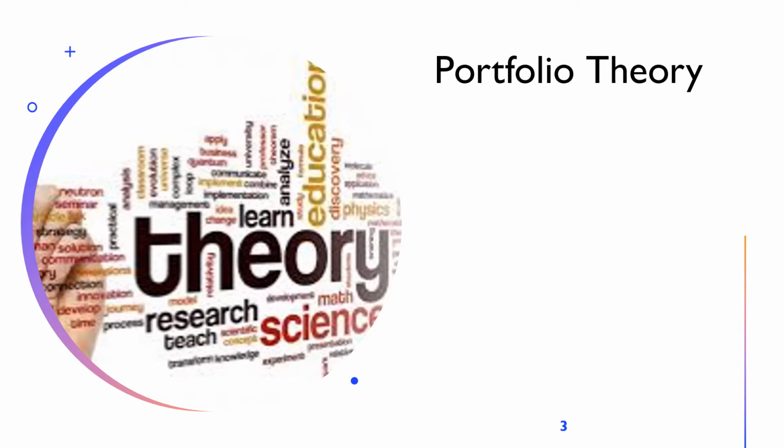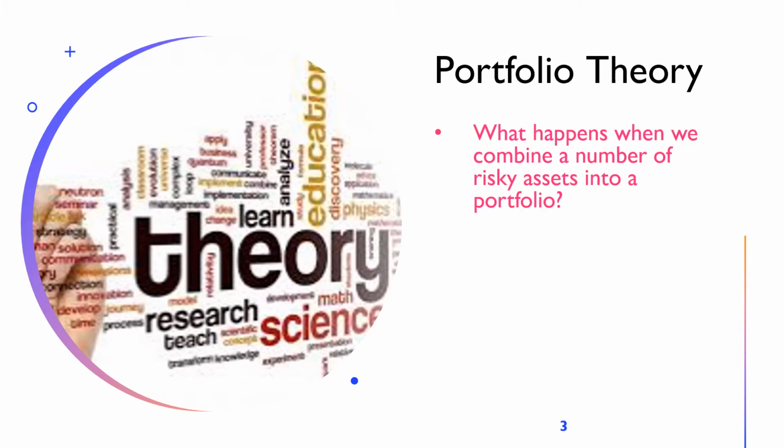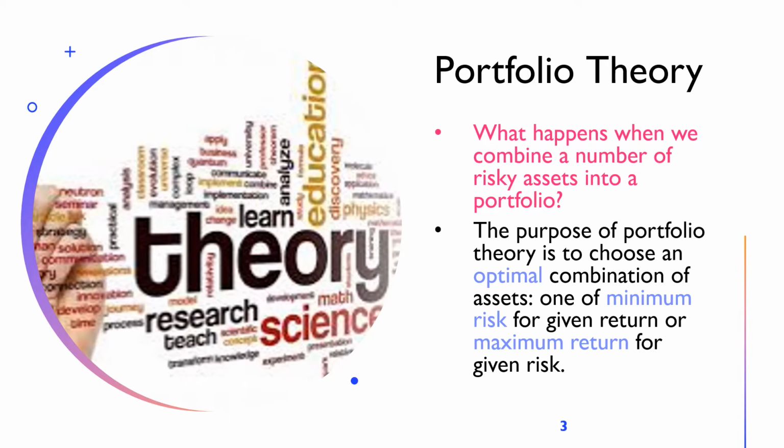What happens when we combine a number of risky assets into a portfolio? We are going to learn some of the important concepts in portfolio theory, such as diversification, correlation, and risk reduction. Then you will know the answer why we combine a number of risky assets into a portfolio. Ultimately, it is important to note that the purpose of portfolio theory is to choose an optimal combination of assets, one of minimum risk for given return or maximum return for given risk.